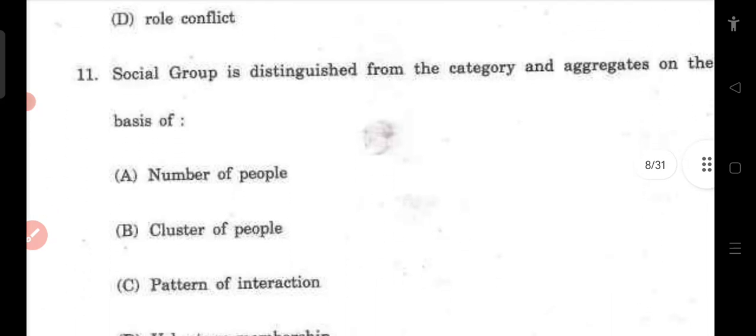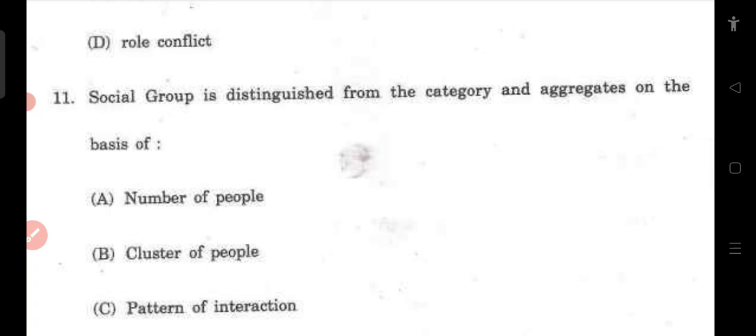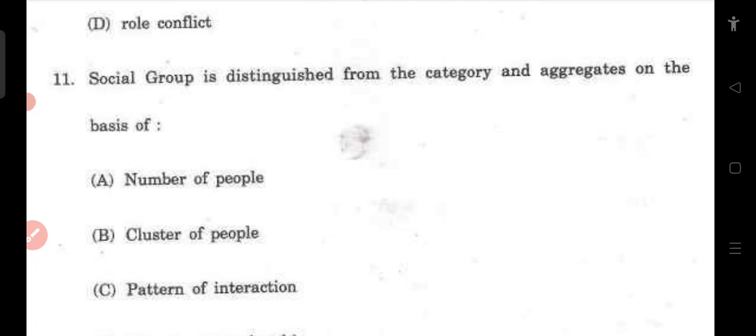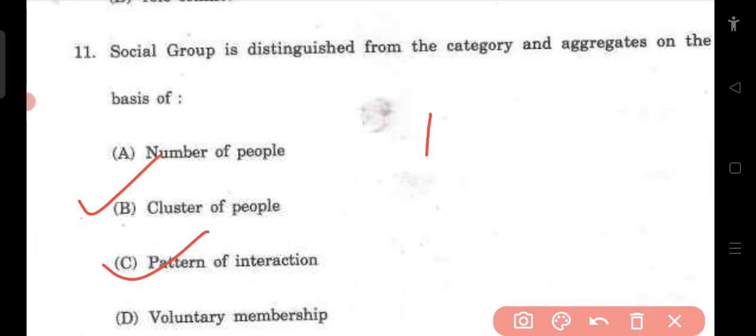Question number 11 is asking: social group is distinguished from the category and aggregate on the basis of number of people, cluster of people, pattern of interaction, voluntary membership. The question is asking what is the difference between category and aggregate. Category means a group of people who have a similar characteristic but not a similar place. Aggregate is also a group of people, but not of the same age or so. So here the main difference would be pattern of interaction.